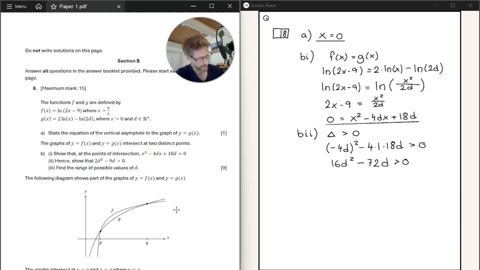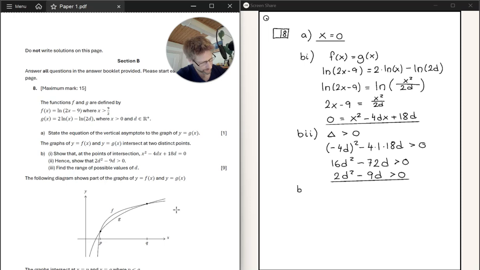And then we just divide by 8 on both sides. So here we get 2d squared, and 72 divided by 8, that happens to be 9d, is larger than 0. And since 8 is positive, we can divide by 8 on both sides of an inequality and keep the inequality the same. And that is what we had to show.